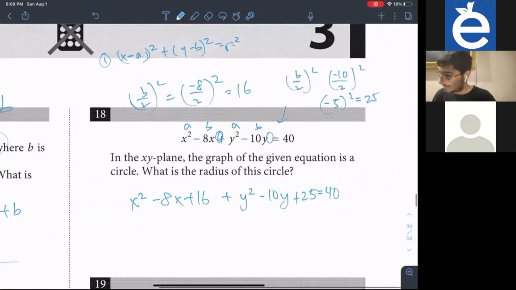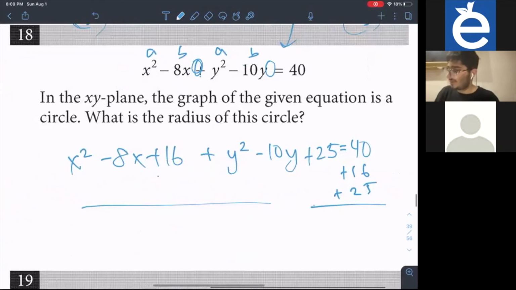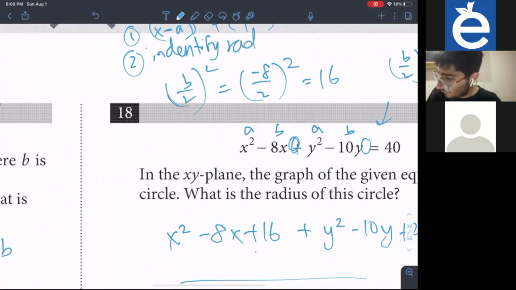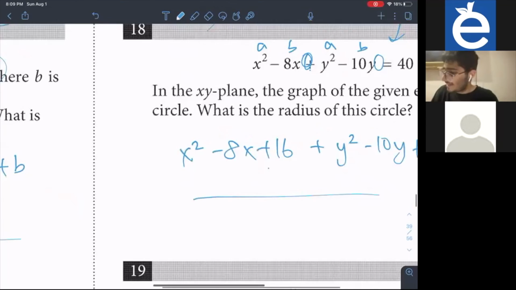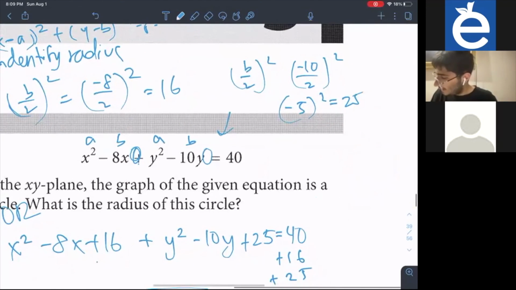Now, since we added 16 on this side, we also have to do it on this side. So you add 16, and then we also added 25 on this side, so we have to add 25 on this side too. So on this side, we have to factor. Let me rewrite it. Identify the radius. Okay, so we have to factor on this side and add on this side.